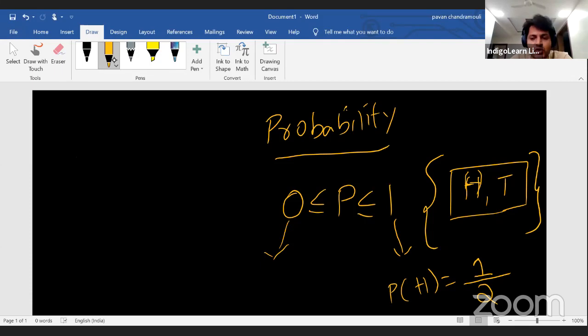So in this case, 2 possible outcomes are there. So the denominator is 2. Since you want only a head, I put the numerator as 1. So the probability of it being a head, P of H, is equal to 1/2.